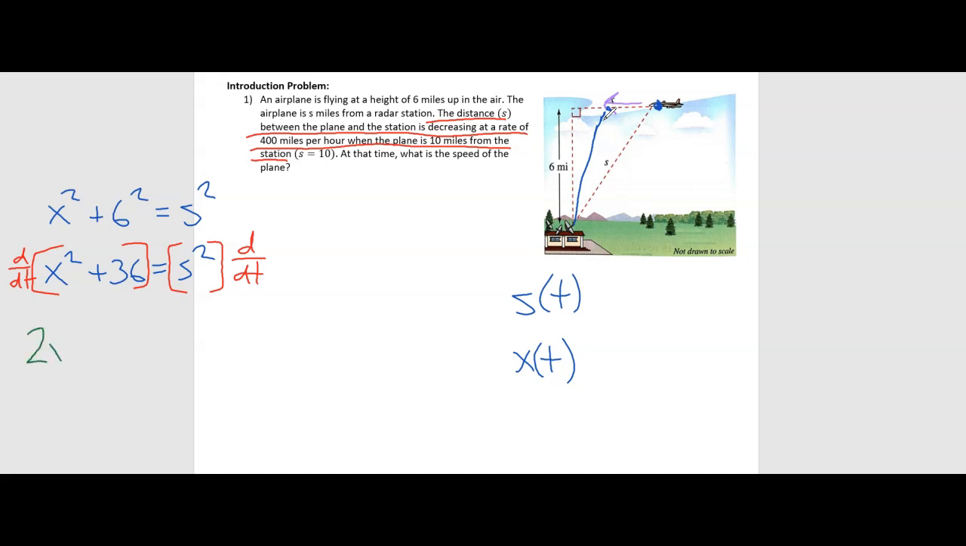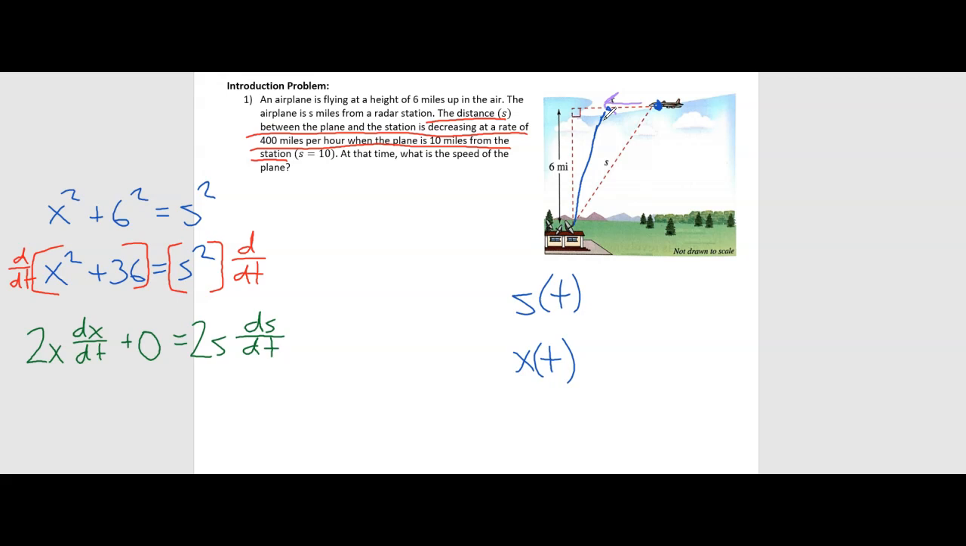Take the derivative of the outside, so 2x, times the derivative of the inside function, so dx dt, plus 0, because derivative of a constant with respect to any letter is going to be 0, is equal to 2s ds, derivative of s with respect to t.